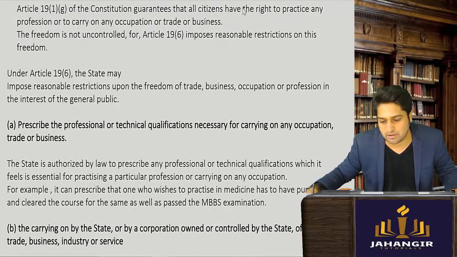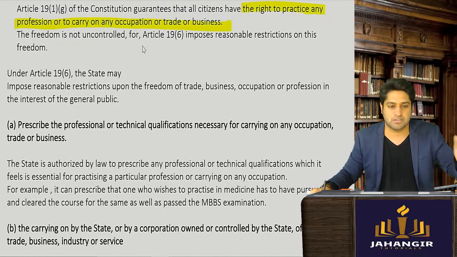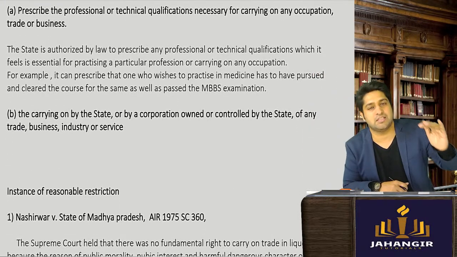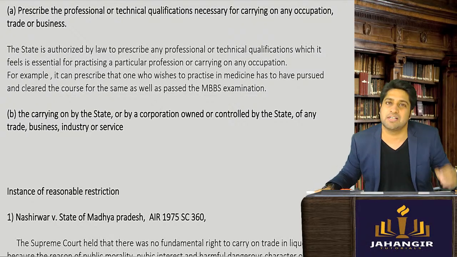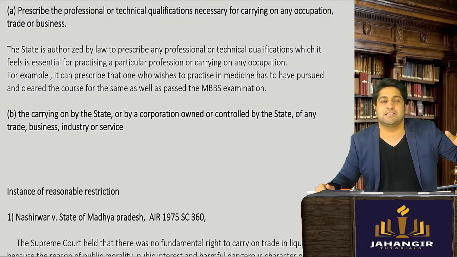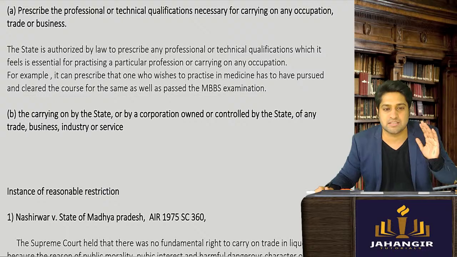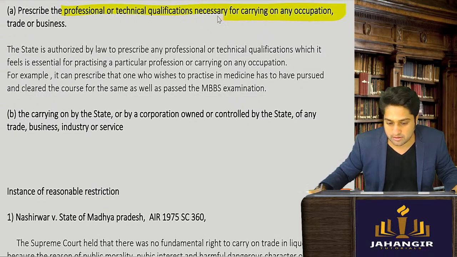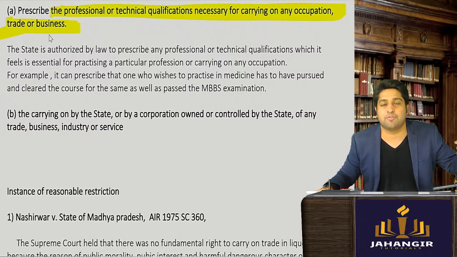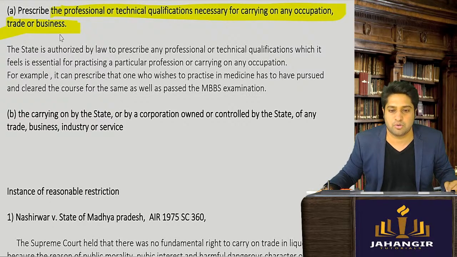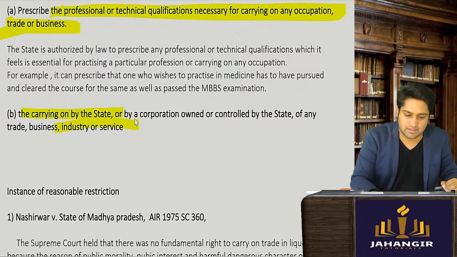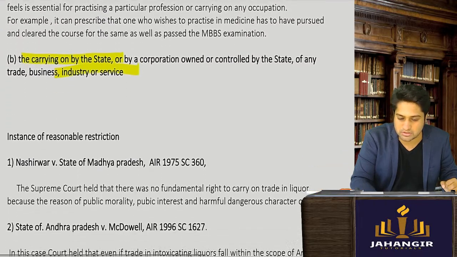So any person has a right to practice any business or profession that he wants, provided there are certain restrictions. What are the restrictions? Certain professions require a certain qualification. If you want to practice in NCLT, you will have to become a company secretary. Only after clearing the exam can you sign as a CS. Or you will have to do your bar council exam to become a lawyer to appear in courts. The state can also carry on and control any business.